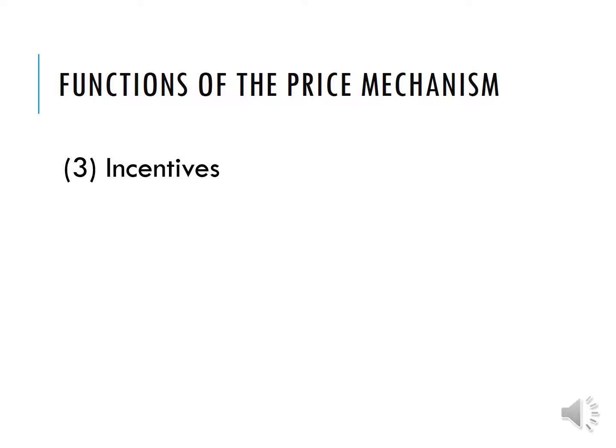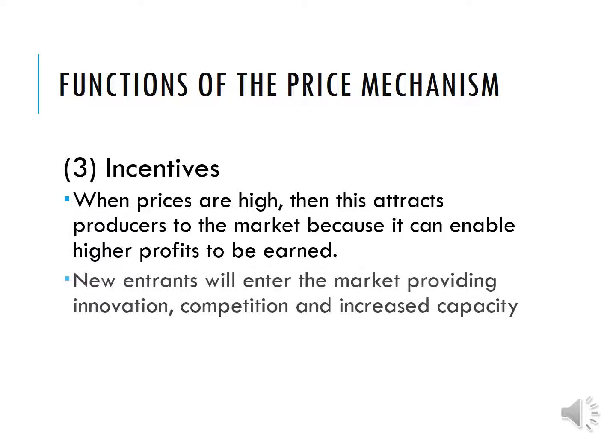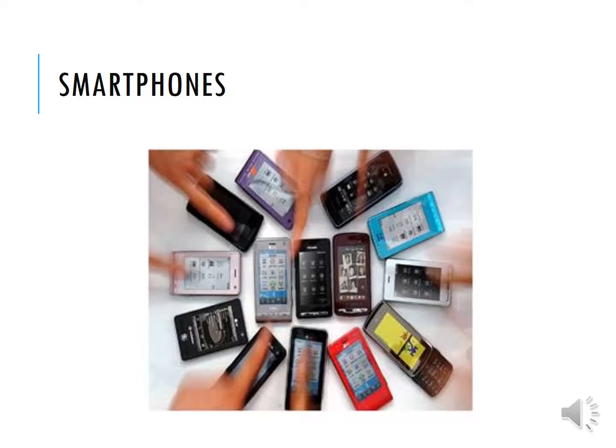The third function of the price mechanism is that it provides an incentive. When prices are high, this attracts producers to the market because it can enable higher profits to be earned. New entrants will enter the market, providing innovation, competition, increased capacity. An example would be the smartphone market. As prices rise, there's an incentive for other businesses to release their own smartphones, and so this creates competition, innovation, and is good for consumers and society.